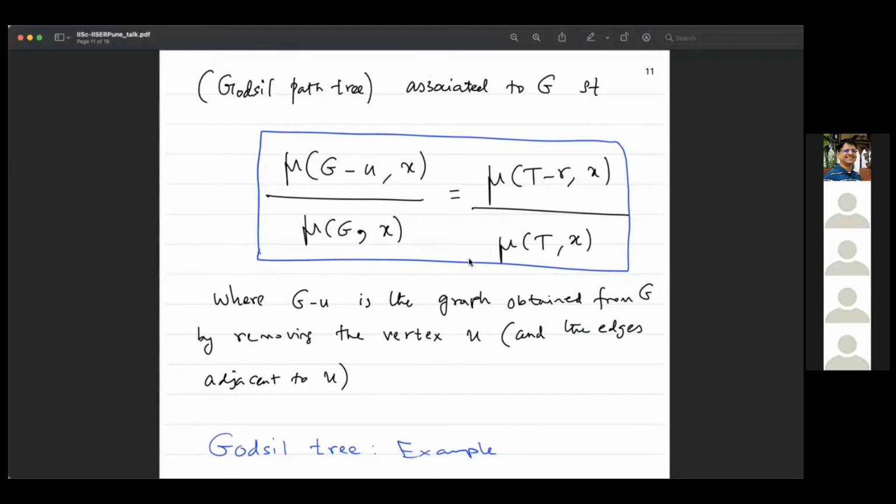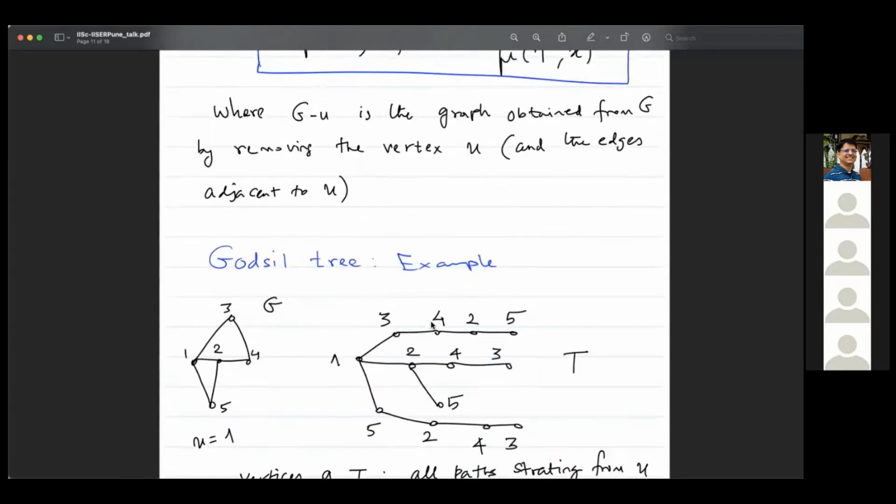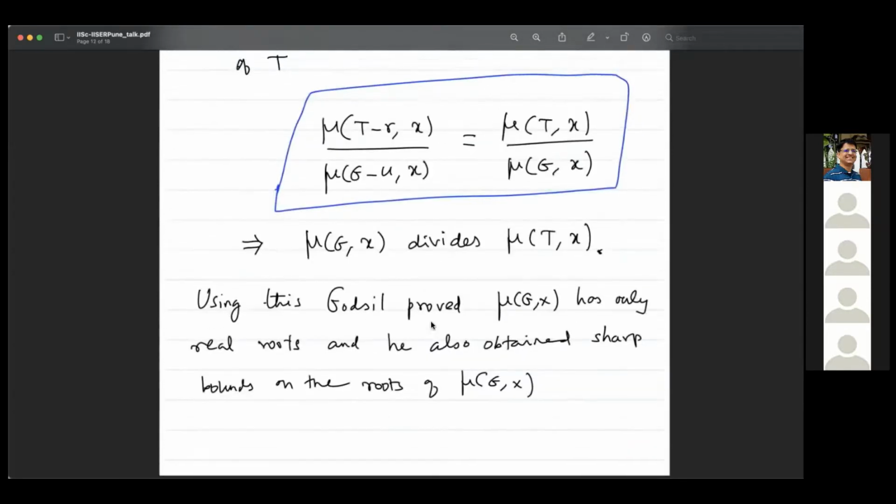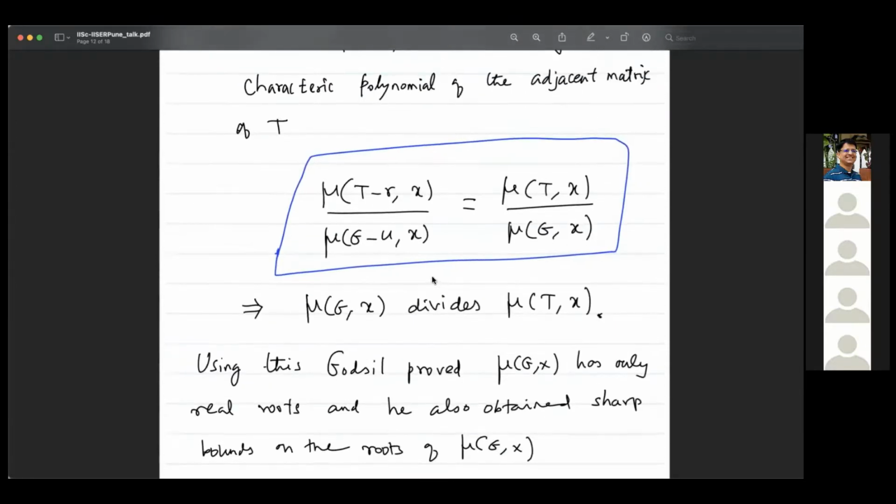I will not go into this construction, but if you rewrite this identity, this ratio is the same as this ratio. So by induction, you know that mu of G, x actually divides mu of T, x. As Apurva asked, if you take mu of T, x, where T is a tree, then this is actually given by the characteristic polynomial of the adjacency matrix. But characteristic polynomials are well understood.